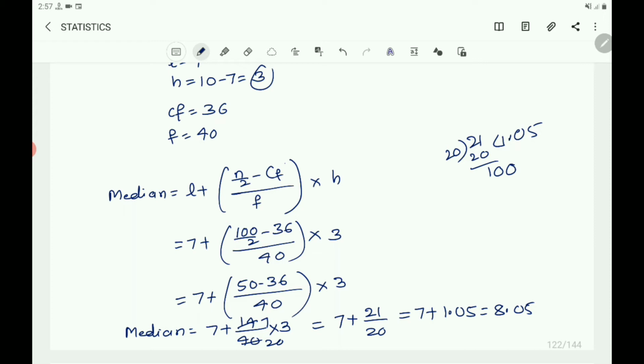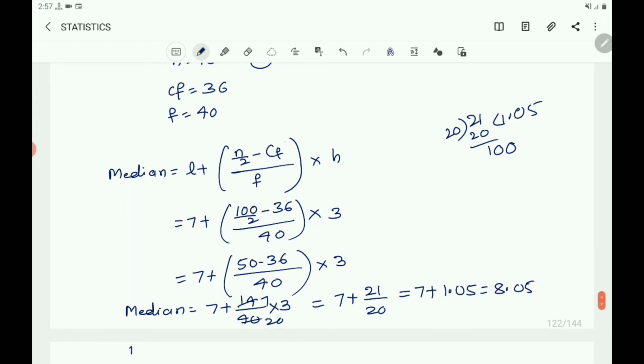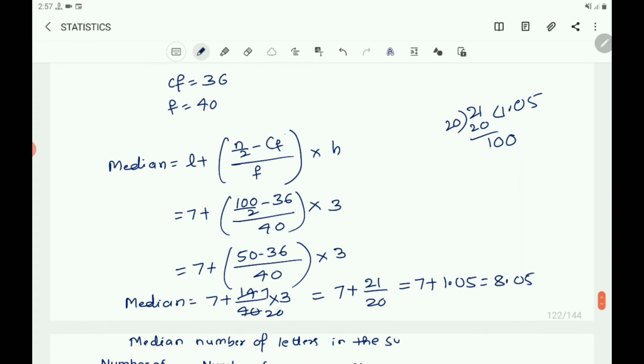The median number of letters in the surname is 8.05. Now you got the median.